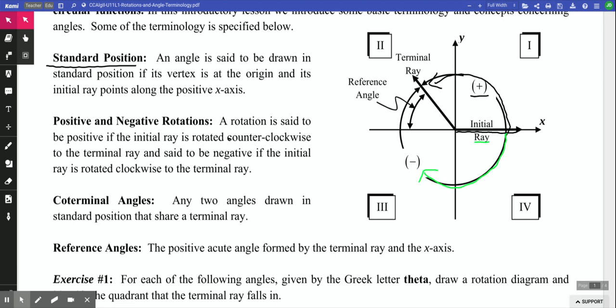Now, before we go on to actually drawing these in ourselves, so your initial ray, if you have no rotation, 0 degrees. And again, I'm sorry, the stylus I have kind of has a wide tip, so I can't write the neatest with it. I apologize.